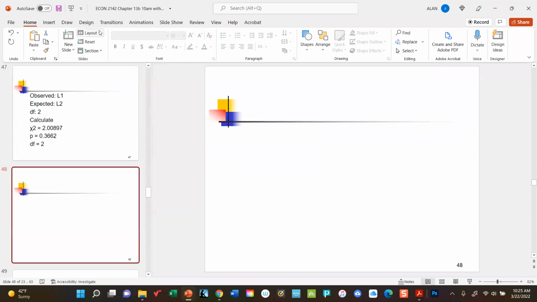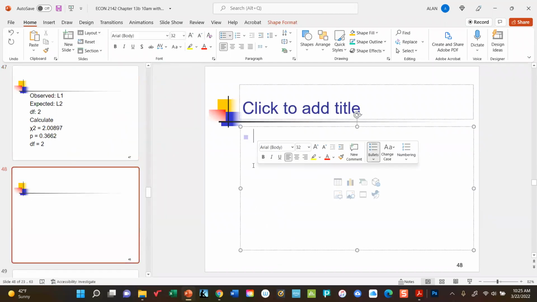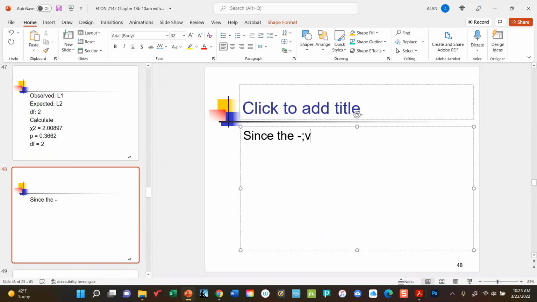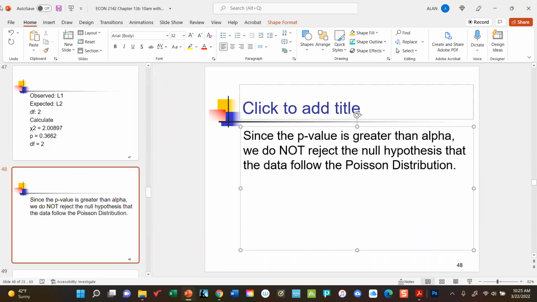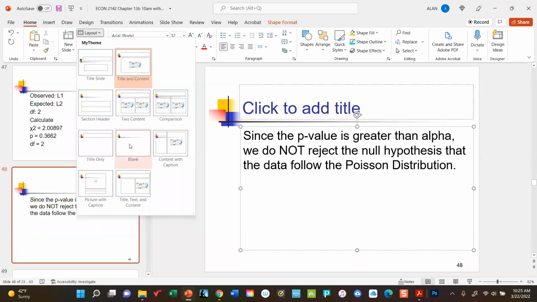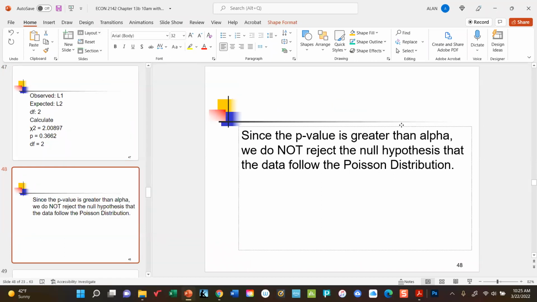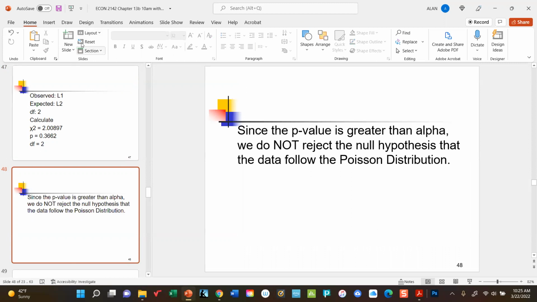Okay. So since the p-value is greater than alpha, we do not reject the null hypothesis. The data follow the Poisson distribution. And that's it, you're done. Oh, that was nice. That wasn't hard at all, was it?